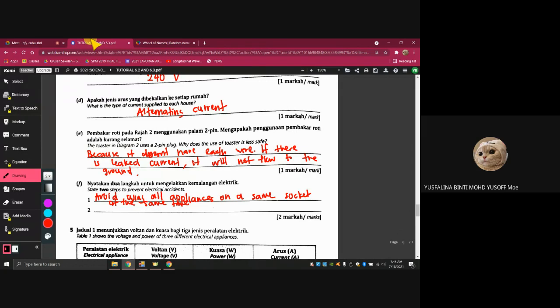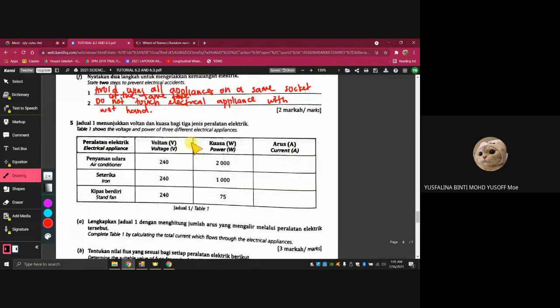So you can say do not switch on the switch when your hand is wet. You cannot touch the electrical appliance or the switch when your hand is wet, because current can flow through water. So here it says do not touch an electrical appliance with wet hand, because current can flow through water. Right, so 2 marks.